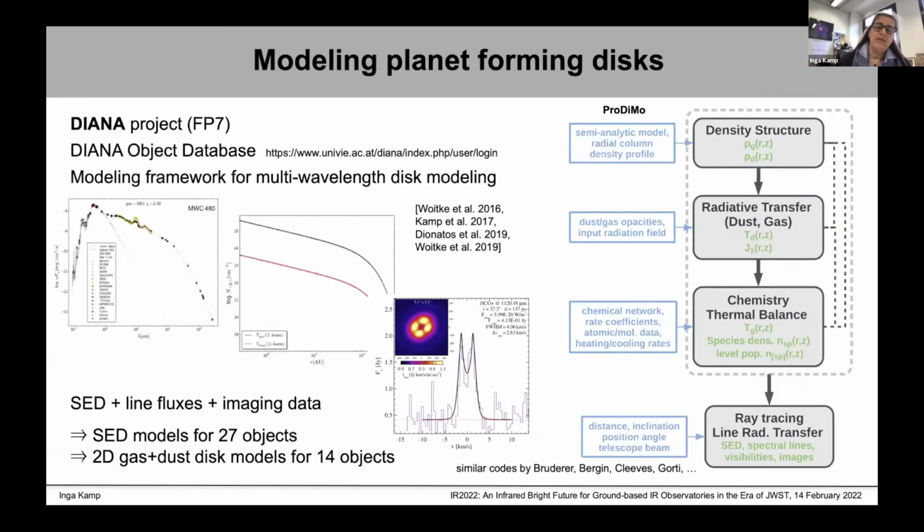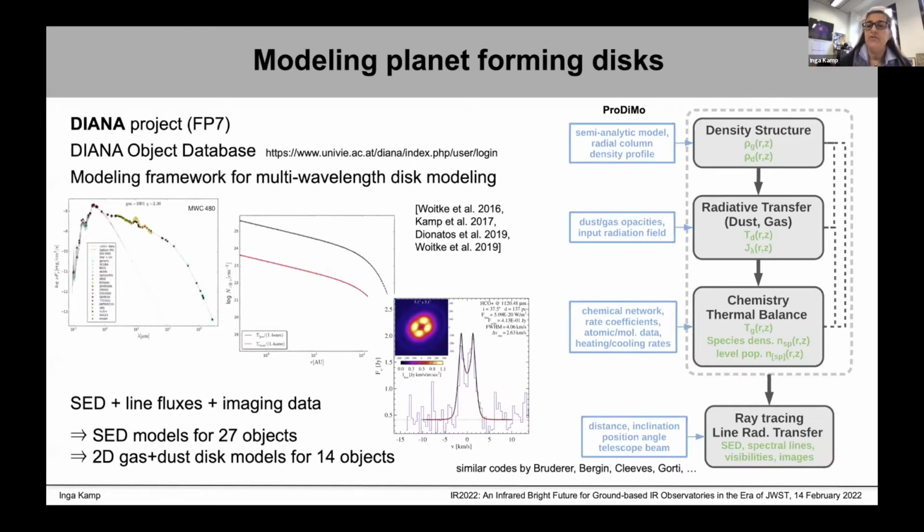Let me give you an example of what I mean by this modeling. This is one particular code I'm showing here on the right-hand side. We need a framework for how we want to study these disks. They are intrinsically 2D, or now even 3-dimensional structures, because we can spatially resolve them. But in general, what we have is a density distribution for gas and dust, and we need to do the radiative transfer depending on that density distribution.